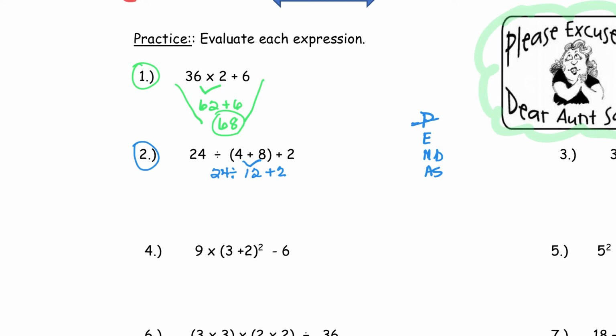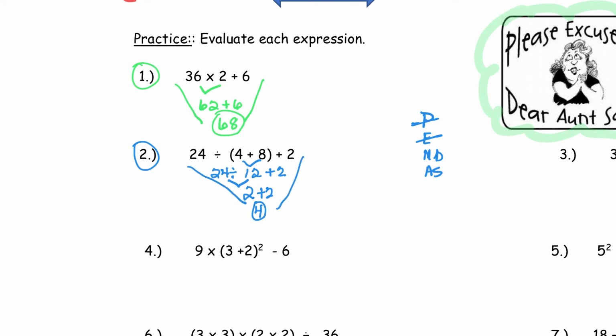Now I go through, are there any exponents? No. Is there any multiplication or division? Yes. I see division first. So now I'm going to solve the division. 25 divided by 12 is good, 2. And then I'm going to bring down my plus 2. My final answer is 4, and I am done.